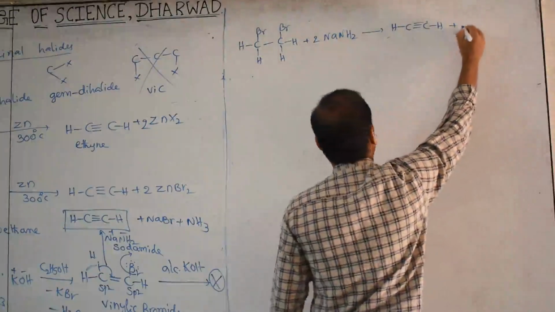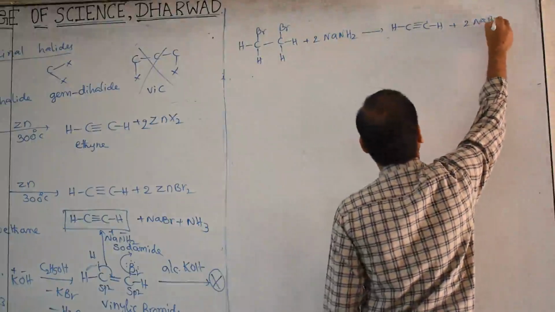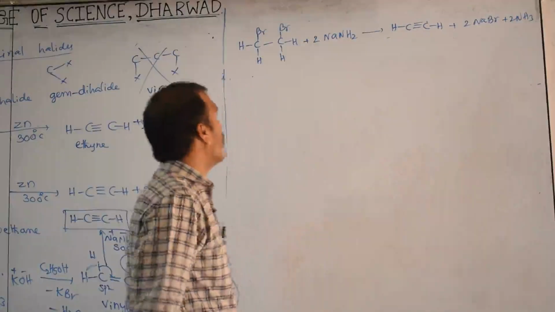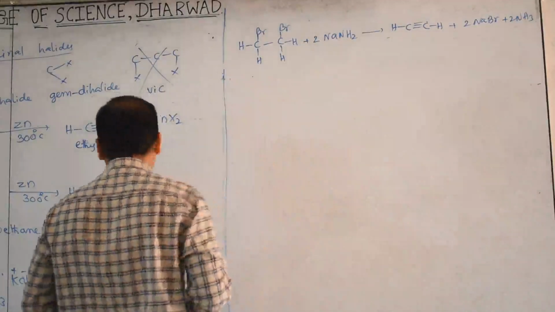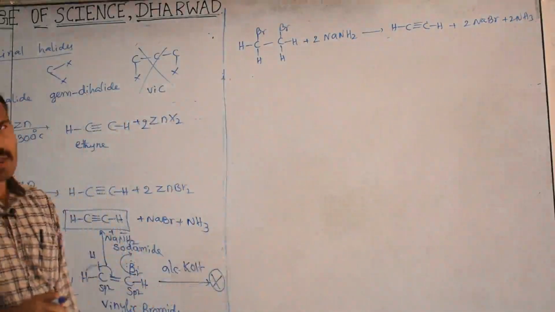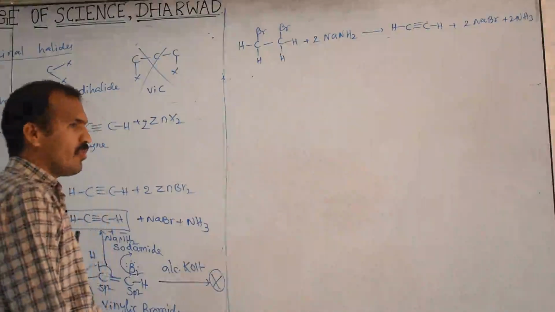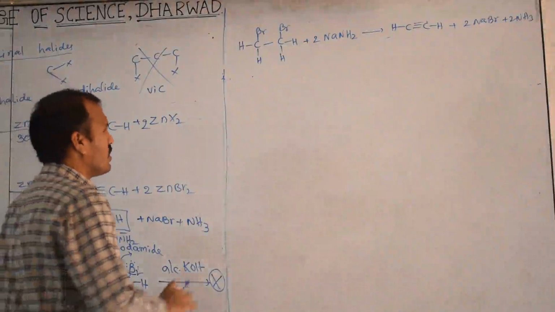Then in total how many will you get there? 2 moles of NaBr and 2 moles of NH3 you will get. Clear? So this is very important for PUC and also in competitive exams. These two methods are present in your textbook. Now I will give some other example here.